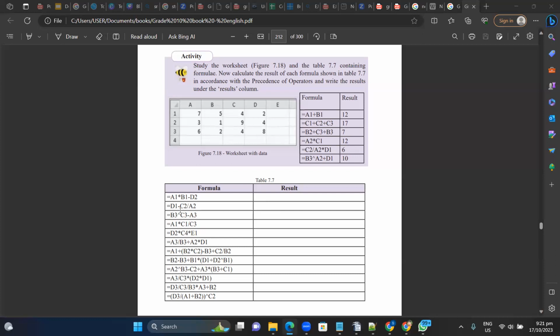Next one, D1 minus C2 divided by A2. C2 divided by A2 will happen first because that is the priority, right? C2 divided by A2. C2 is 9. A2 is 3. 9 divided by 3 is 3. That you need to subtract from D1. D1 is 4. Oh, D1 is 2. 2 minus 3. Should be minus 1, right?